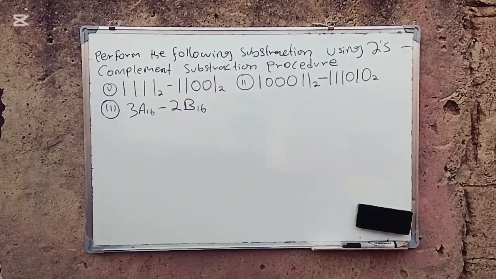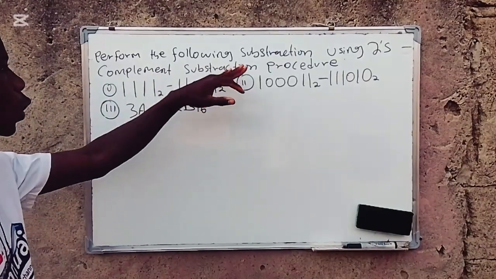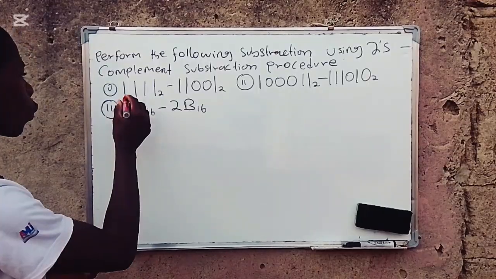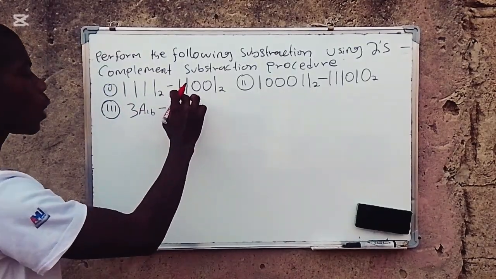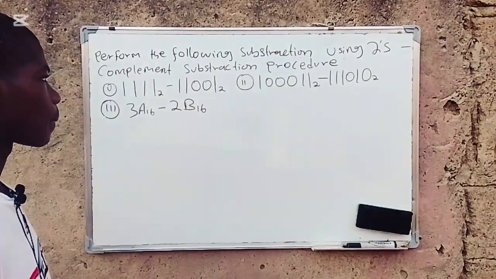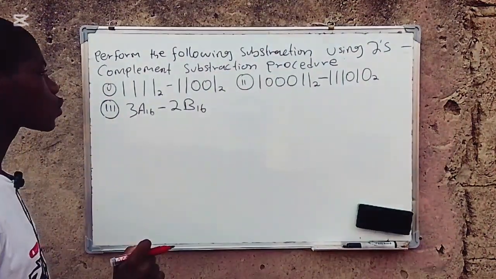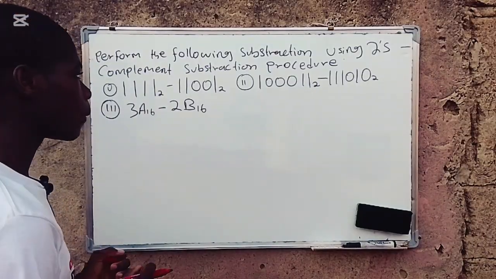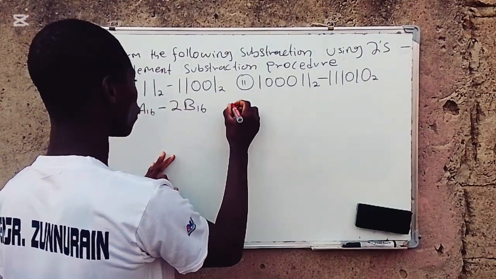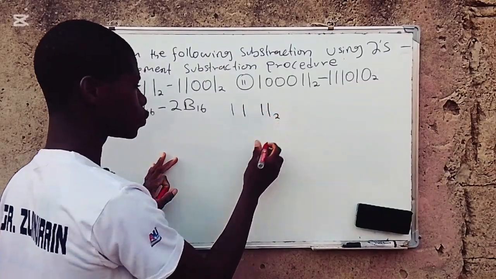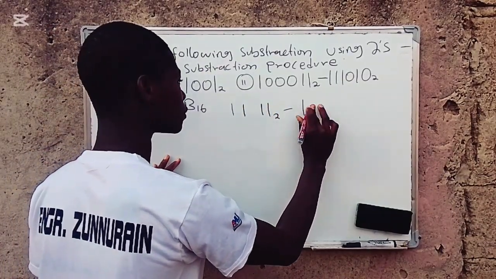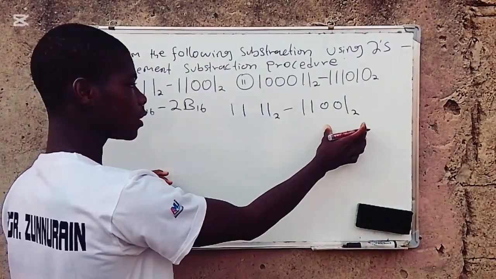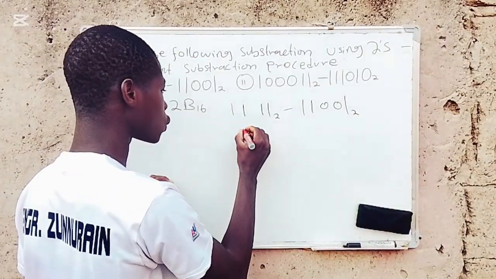So the question that we are seeing here is to perform the following subtraction using the 2's complement subtraction procedure. The first question that we have is 1111 base 2 minus 11001 base 2. If you are going to perform the 2's complement subtraction procedure on this question, what are you going to do first? You have to take a look at the second binary, which is 11001.